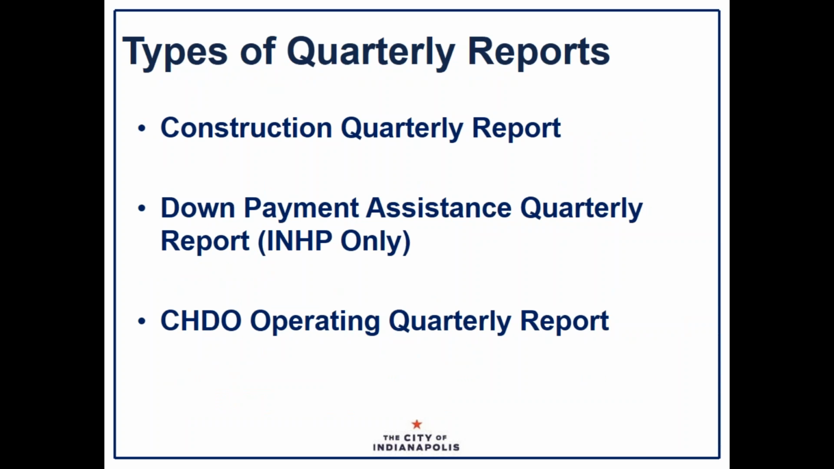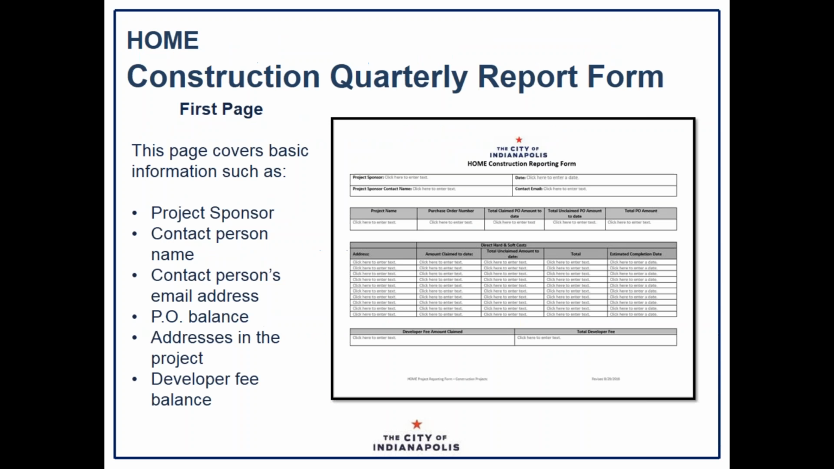All right, so there are 3 different types of quarterly reports for HOME projects. First, we have the construction quarterly report, which will probably be the main one that a lot of you use. We also have the down payment assistance quarterly report, which is specifically for INHP only because they handle our down payment assistance portion. And then the last report is our CHDO operating quarterly report, so just those organizations that receive CHDO dollars will need to fill that out.